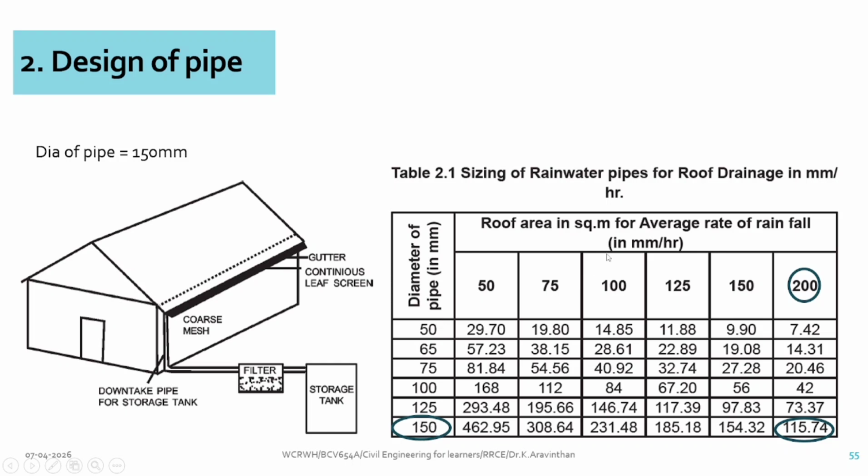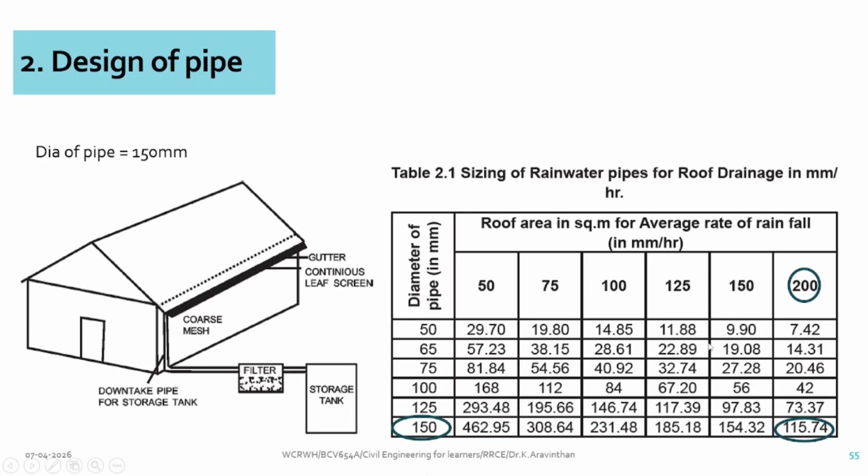How did we get that? Roof area in square meter. So what is our roof area? It is 200 square meter. For the average rate of rainfall per hour, what is our average rate of rainfall? It is around 100 mm, so nearby that you can take it. You can take around 115.74. In case there is any higher intensity of rainfall, you can take the safer side. So you can take 115.74 as average rainfall per hour.